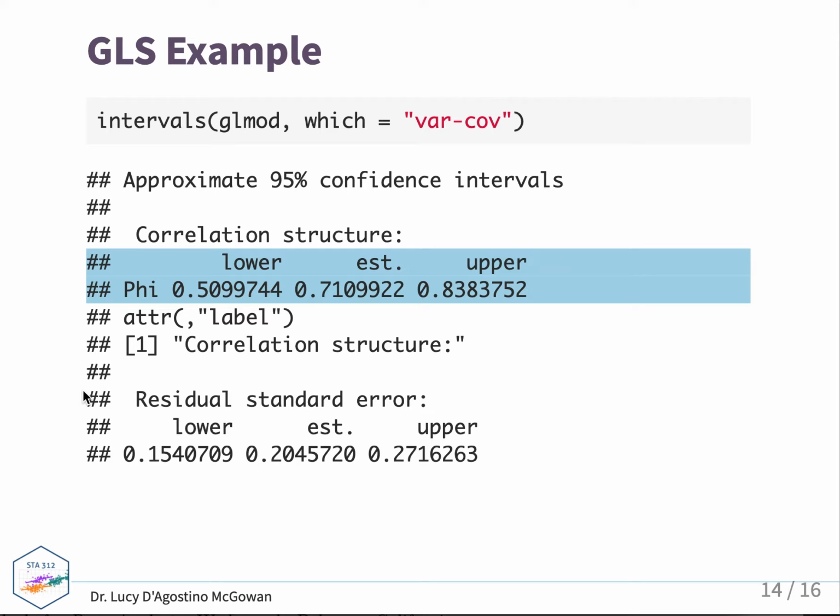And so we can actually calculate a confidence interval on that using the intervals function. If we set which equals to var-cov, for variance covariance, it'll calculate a confidence interval for that phi value, and it ranges from 0.5 to 0.8. So those are pretty high. I would say that we could feel pretty confident that there's definitely some correlation going on between these errors, and we did the right thing to fit a generalized least squares model here instead of just the normal least squares, especially if we're interested in doing some inference on this model.